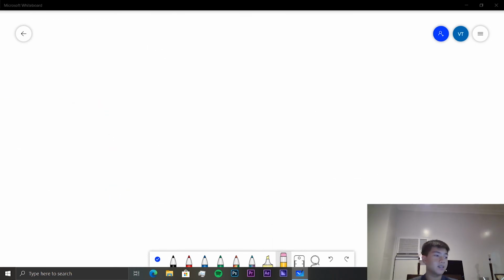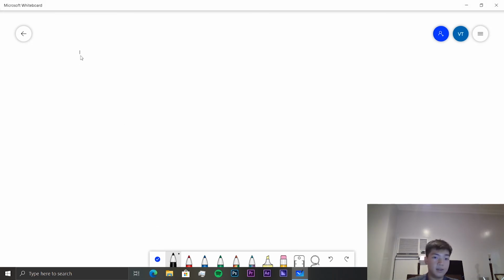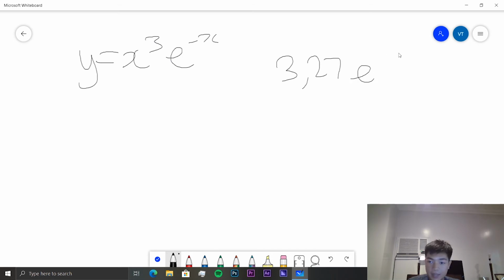So yeah, that's it. Next, 20, we need to consider the curve of y is equal to x cubed e to the negative x. So we need to prove that the point 3, 27 e to the negative 3 is a maximum. And find the equation of the tangent of the curve at the point where x equals 1. So tangent at x equals 1, not 7, 1. And so maximum here, tangent here, and give it in the form ax plus by equals c.